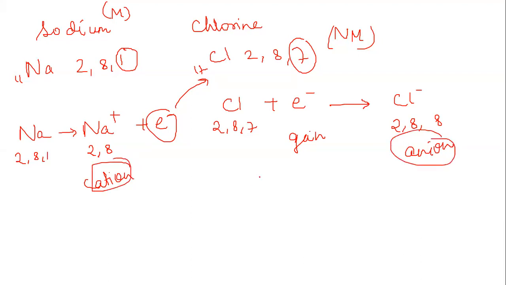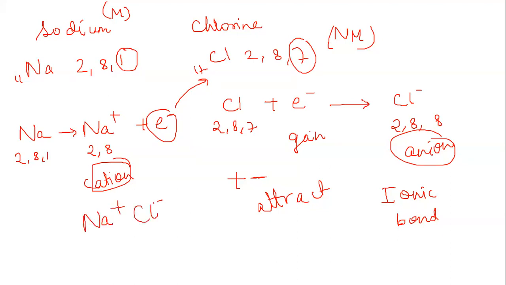And you know that oppositely charged particles attract each other. Cation is positively charged, anion is negatively charged, and opposite charges attract each other. So there's a strong force of attraction between this cation and anion, and they are held together. The strong force of attraction between the oppositely charged ions is called an ionic bond. The compound formed by these two ions, Na+ and Cl-, is NaCl. So this Na+ and Cl- is an example of an ionic compound.